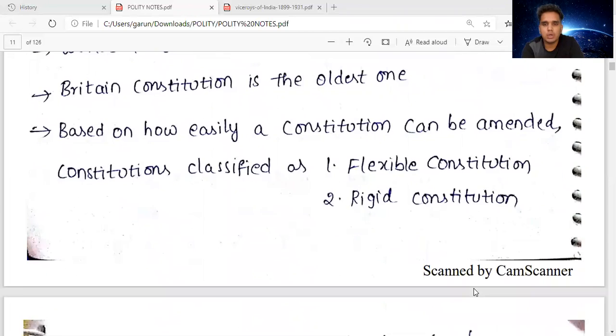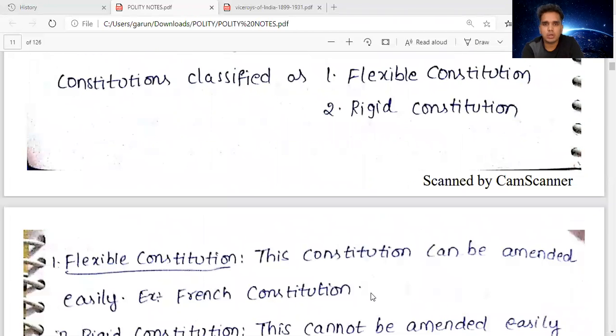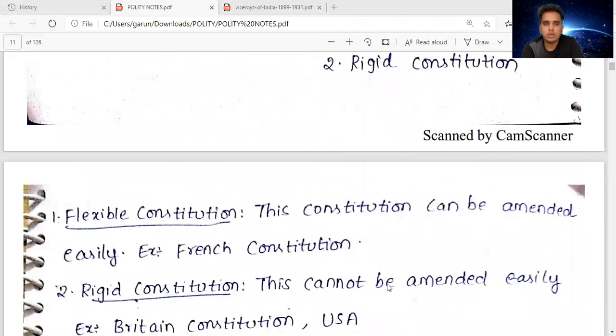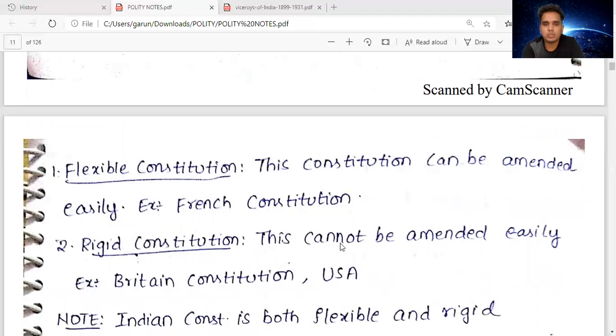Okay, according to its particular articles. Flexible constitution: this constitution can be amended easily, just like the French constitution. The French constitution can be amended easily. Rigid constitution: this cannot be amended easily. Example: Britain's constitution and the USA constitution. Okay, these cannot be amended easily.